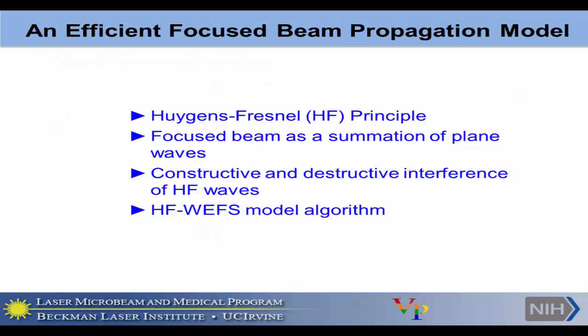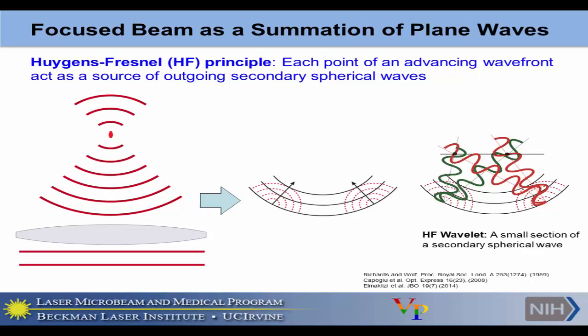Okay, so now we are going to use that information for this basic model. So this is the focused beam propagation in a non-scattering medium, and we are going to apply the Huygens-Fresnel principle. According to the Huygens-Fresnel principle, we can consider any point and represent this wave as a spherical wave propagating from that point. So we can break down this wave into multiple waves starting from that point and propagating into different directions. We call this a Huygens-Fresnel wavelet, or small section of a secondary spherical wave. And that is the basic thing that we apply.